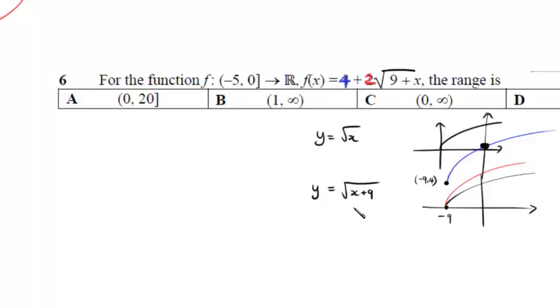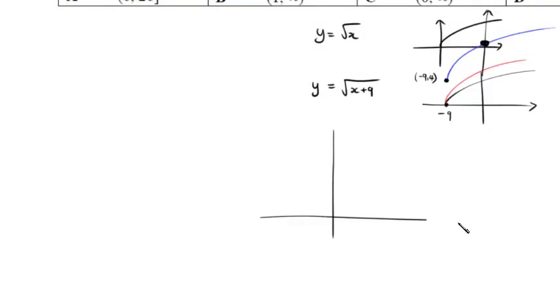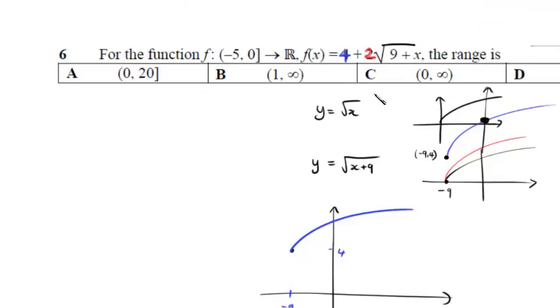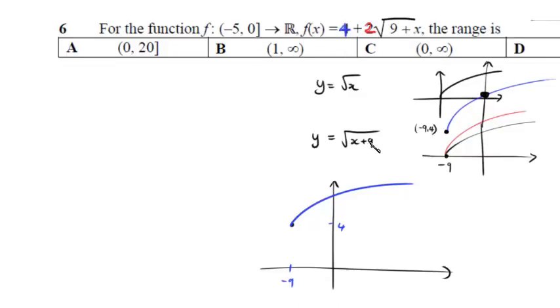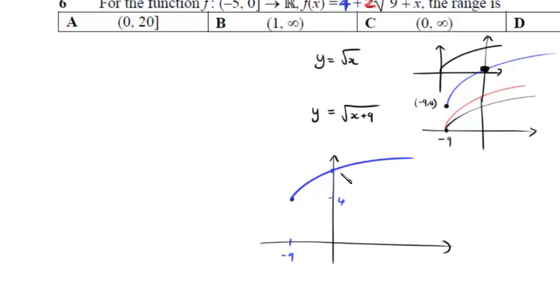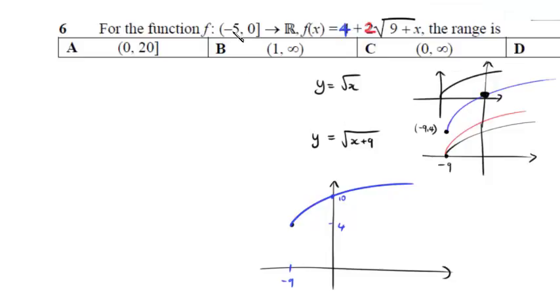And you can even figure out that point right there. So I can actually redraw this. So it's like that. So this is -9, this is 4, and this point is the y-intercept, so you can plug in x equals 0 right there. Then you get root of 9, which is 3. 3 times 2 is 6. 6 plus 4 is 10. So that value there is 10. Now what it says here is that the domain is now from -5 to 0. So -5 is somewhere there.